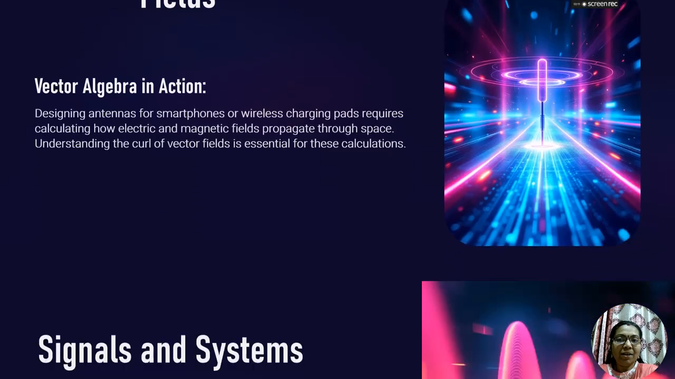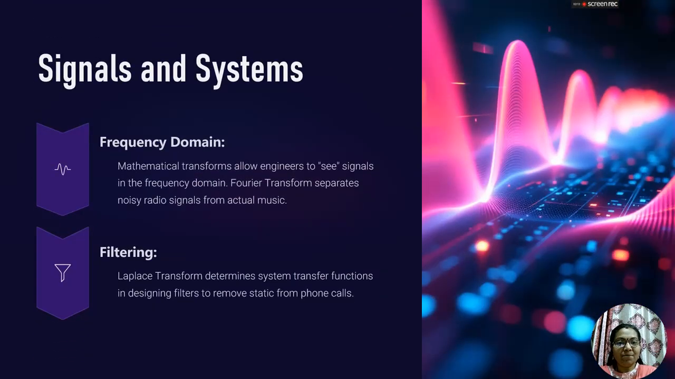The next topic we can see is signals and systems. Everybody knows that electronics students as well as electrical engineering students will come across the frequency domain. In this frequency domain, mathematical concepts like Fourier transforms, Laplace transforms, and Z transforms are applied. In general, the mathematical transforms allow engineers to see the signals in the frequency domain. Fourier transforms separate noisy radio signals from actual music.